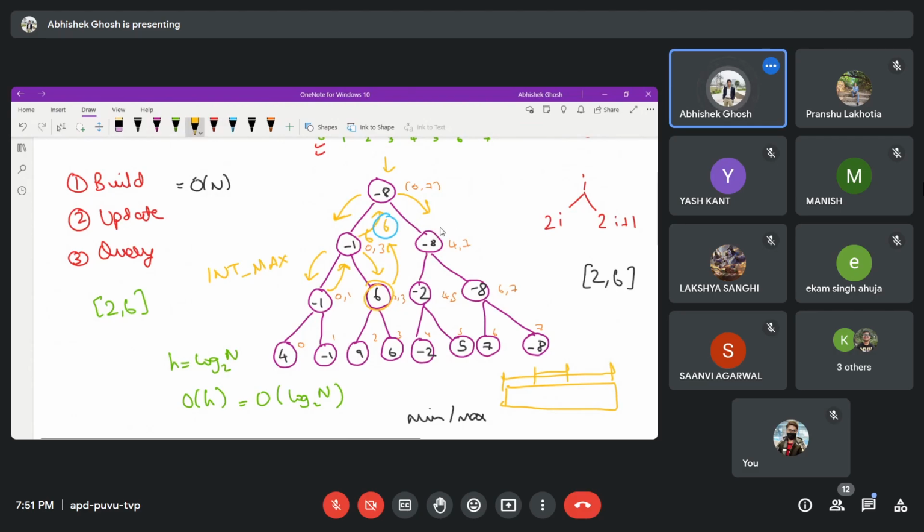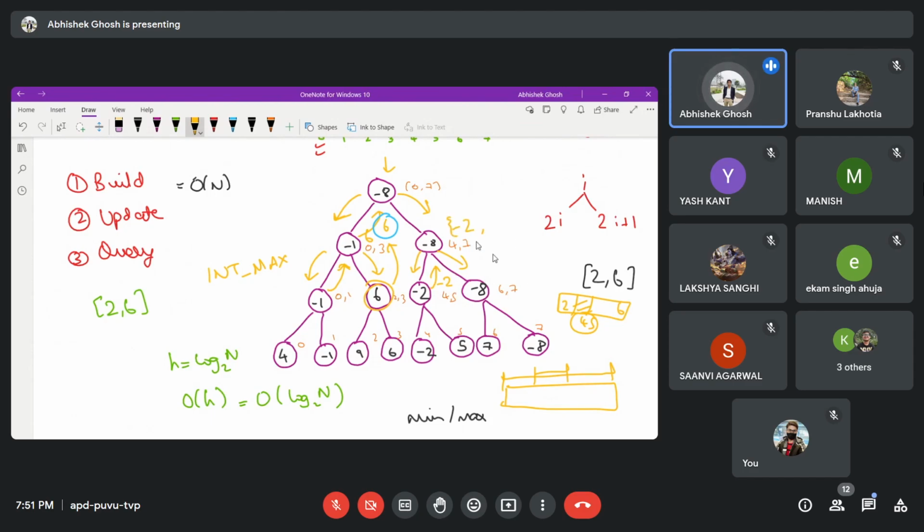Now I check the right part. So 4 comma 7 is partially inside, right? So it needs to make a call for left and right child both. When it makes the call for 4 comma 5, it is completely inside 2 comma 6, right? 2 6 and 4 5 are right here. So it lies completely inside this range, so we can simply return this value. So minus 2 is returned by the left child.